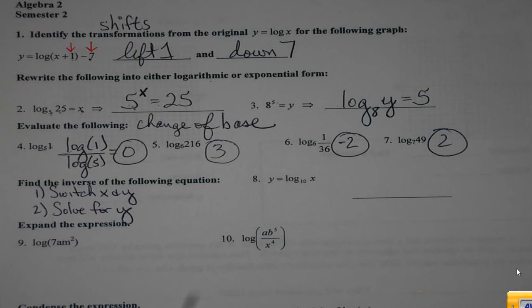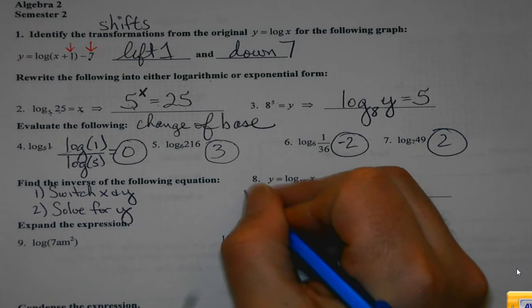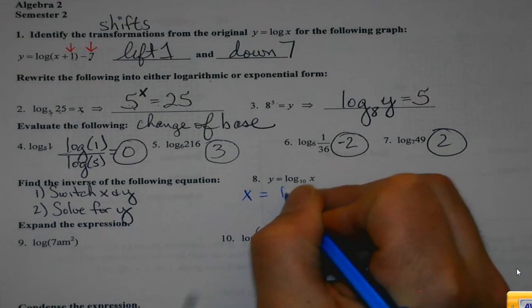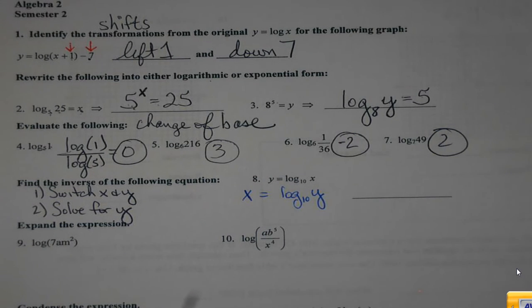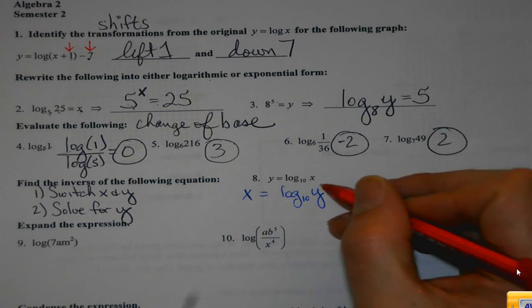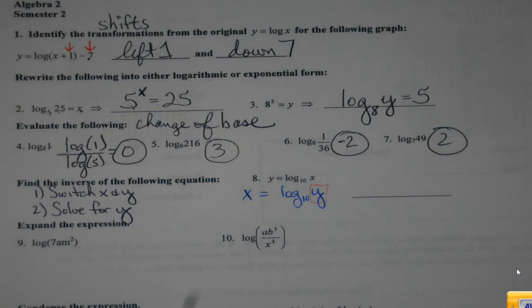So for this one, okay, I switch my x and y. Okay, that's not the bad part. Now I have to think about this for a minute. My job, excuse me, is to get y by itself. Well, how do I do that? I need to get the log 10 out of there, but I can't just divide it out. That's not how an opposite of a log works.